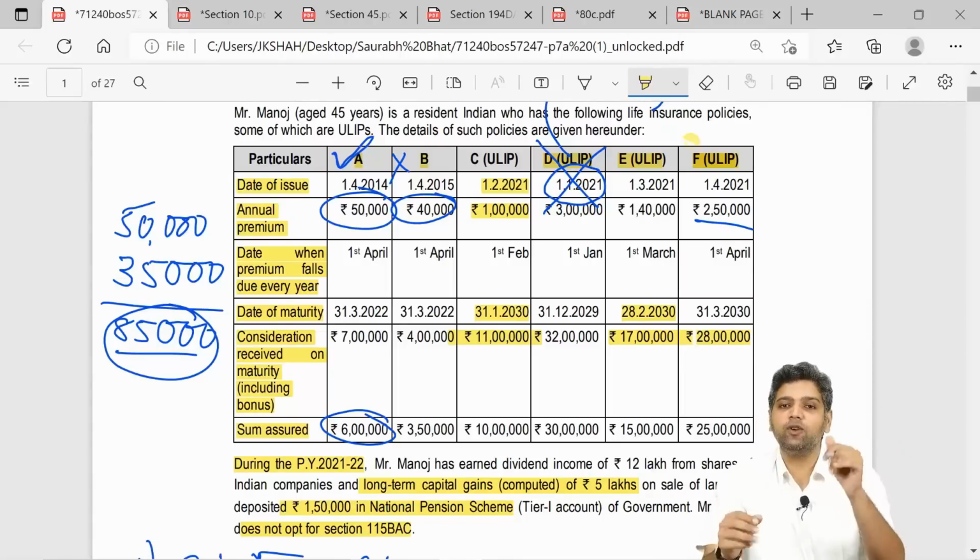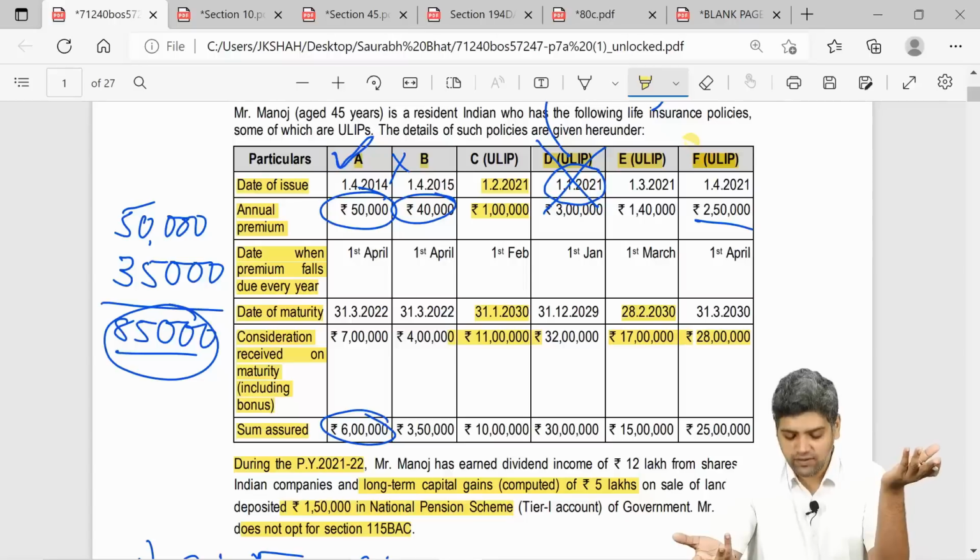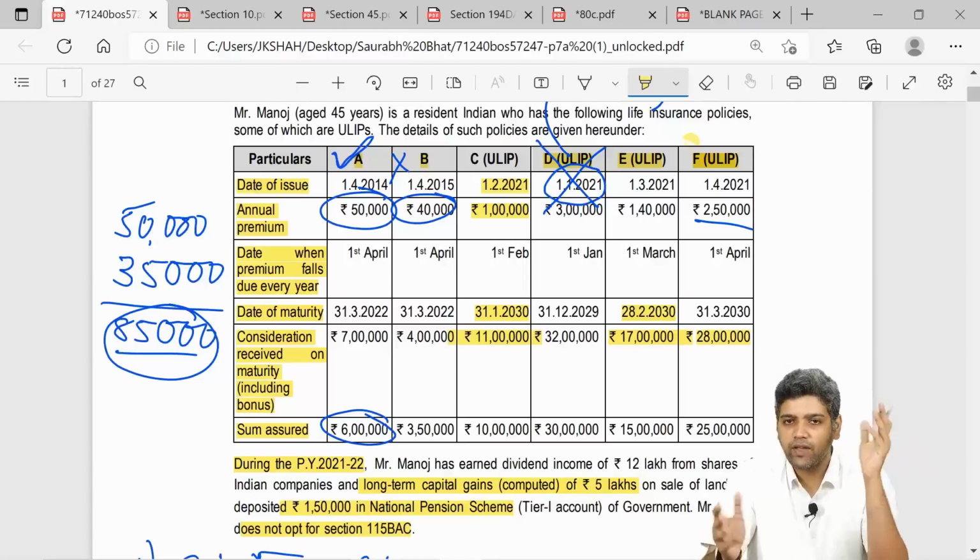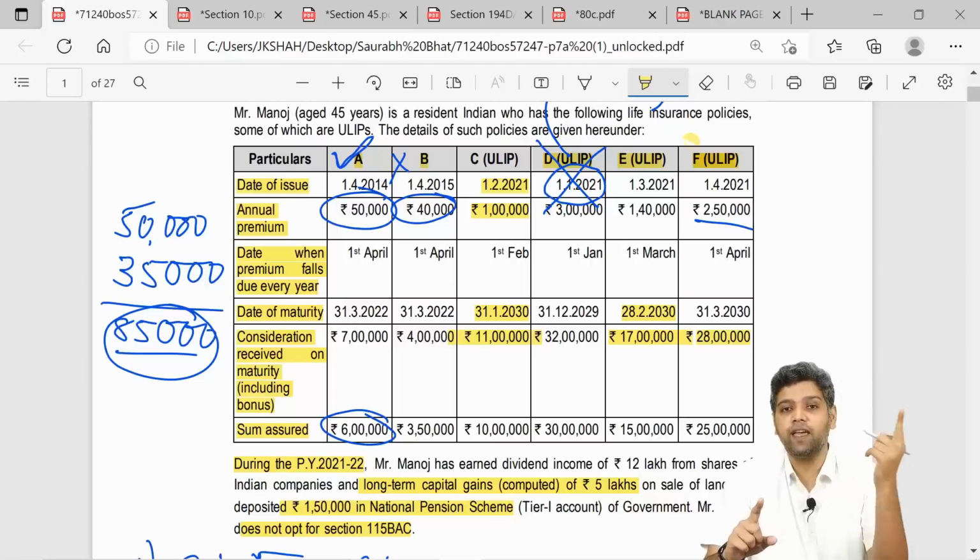So policy D, of course the exemption is available. The date of issue is prior to 1st Feb 2021. So exemption is definitely available, policy D. Then I had the option of C plus E or policy F.